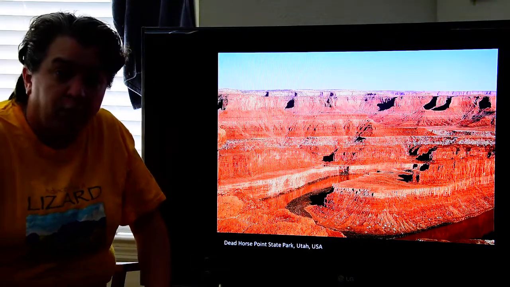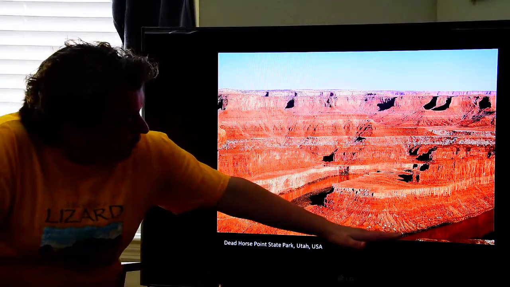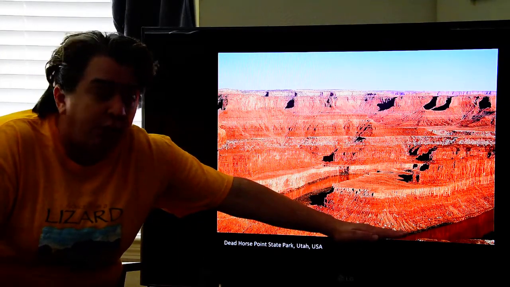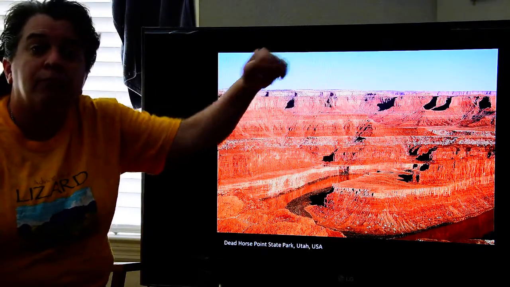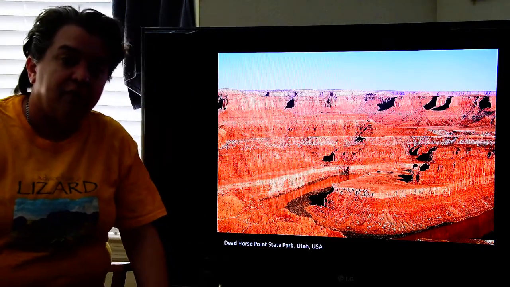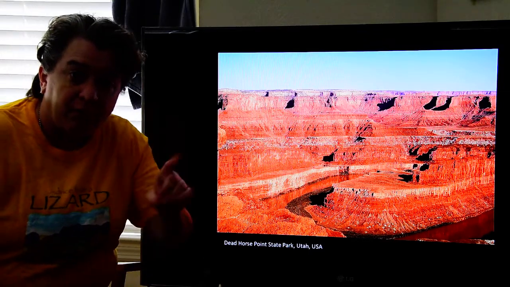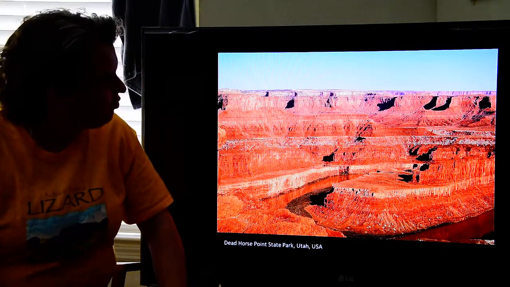And that's just what we see here. This is Dead Horse Point in Utah. So way down here, these are going to be the oldest rocks, and as we work our way upwards, the rocks are going to get progressively younger. And that's Steno's first principle, the principle of superposition.